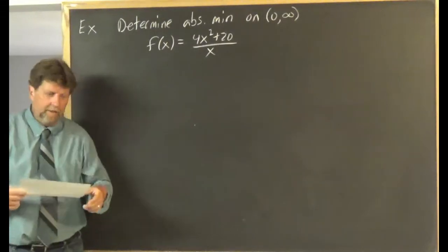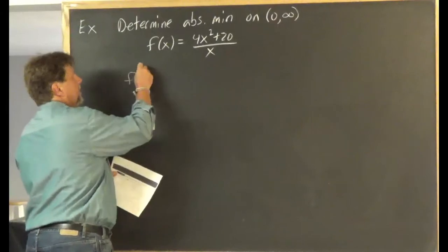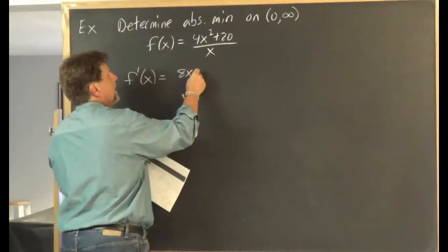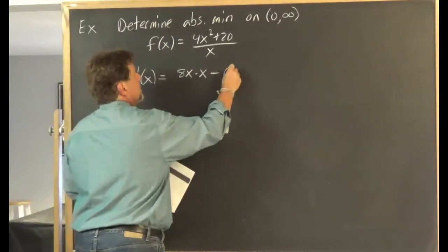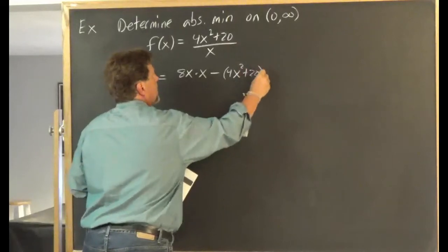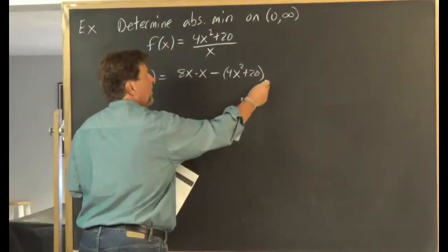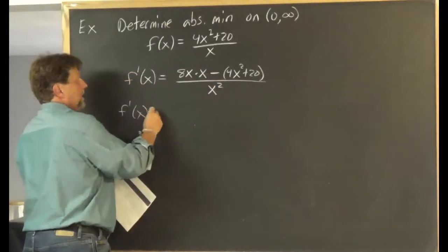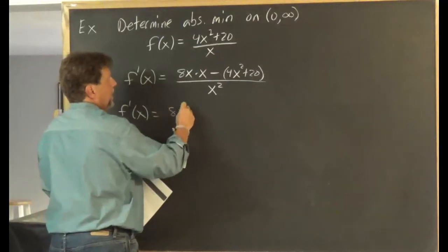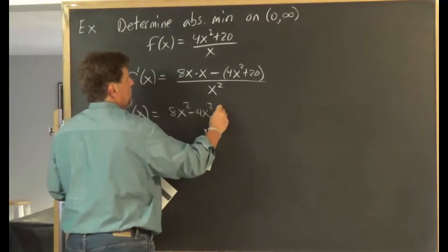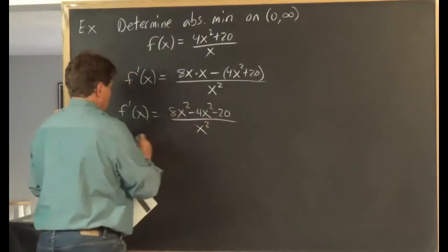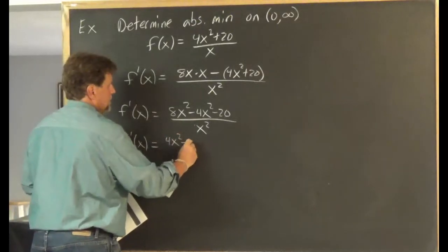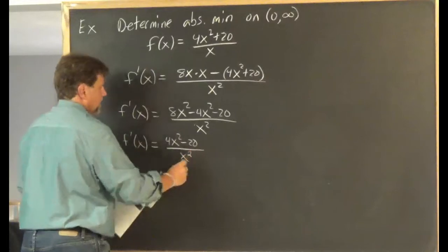So I have to start off by getting the derivative. So the derivative, let's see, the quotient rule. So derivative of the numerator times the denominator minus the numerator times the derivative of the denominator, which is 1, all over the denominator squared. And if I just clean this up a little, it's 8x squared minus 4x squared minus 20, or 4x squared minus 20 over x squared.